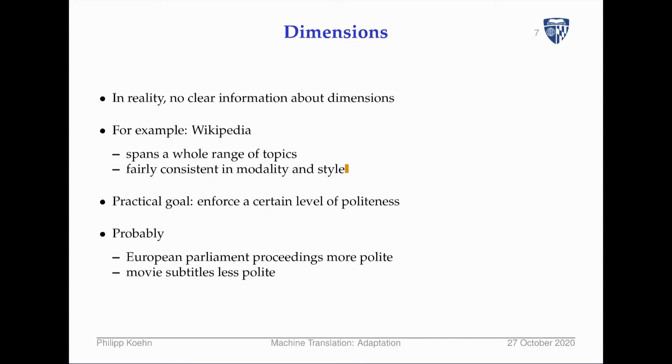So given these dimensions, in reality we don't actually have any real information about them. It's not like we're getting parallel corpora that are labeled according to the dimensions we just laid out. So let's think, for instance, let's take a corpus that is extracted from Wikipedia, a very popular source for text, because it spans a whole range of topics.